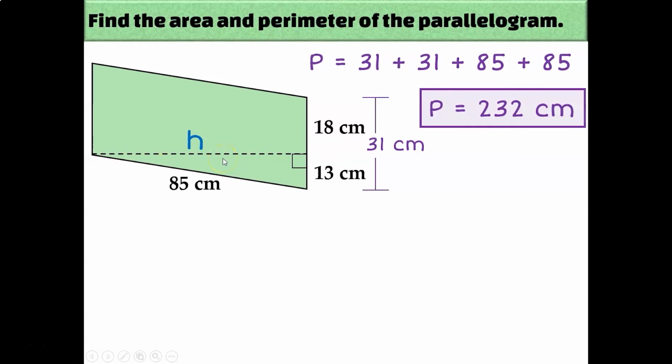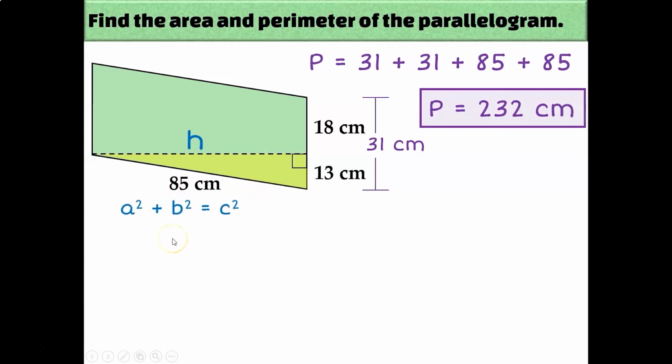Well, we're going to have to use the Pythagorean theorem again. Basically, every time you're missing a measurement on your diagram, you're going to have to use the Pythagorean theorem. So look for a right triangle. Here it is. Identify which of those sides is C, which one is the hypotenuse, and that'd be 85 because it's across from the right angle.